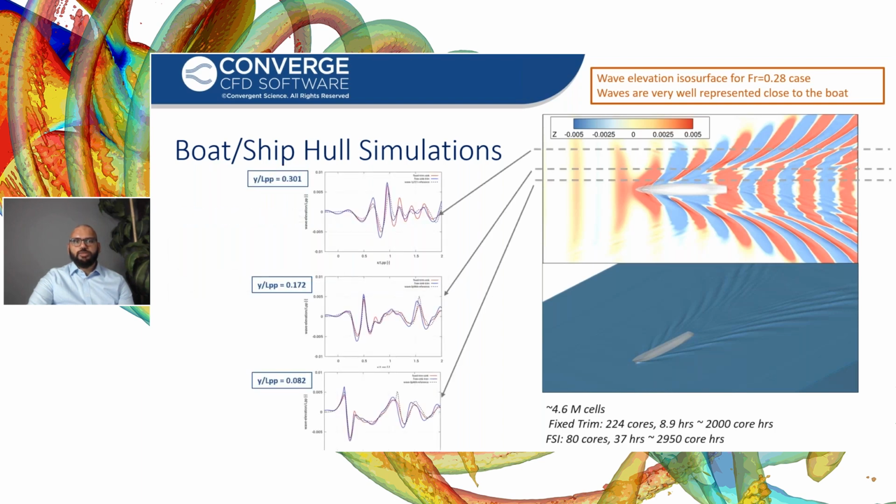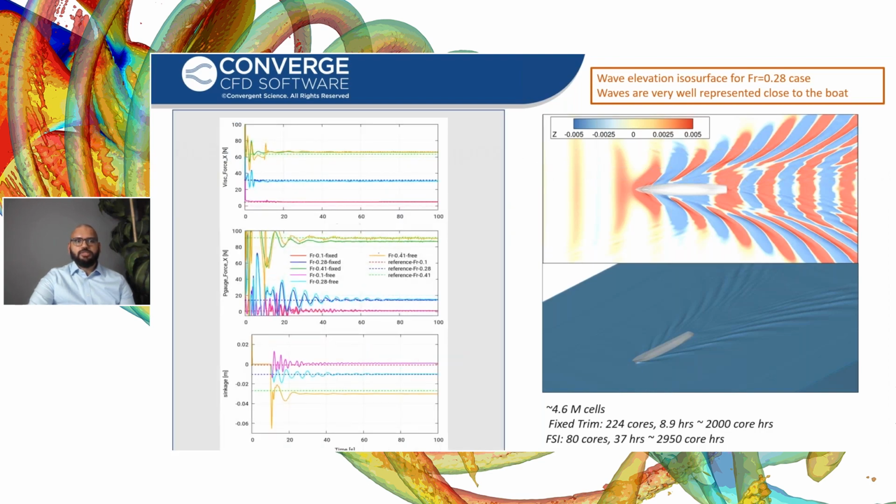What we do is we take lines at different distances from the ship and match it with the reference data. You can see both our fixed trim and the FSI cases have a good match with the reference data at these different locations. We are also able to get a good match for the predicted forces for the pressure and the viscous force, and also predict the sinkage correctly for the FSI cases.